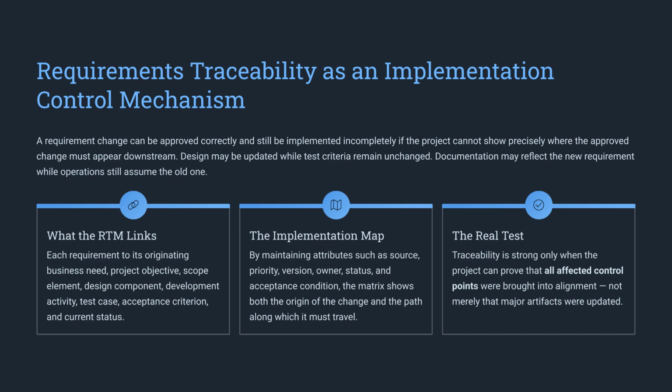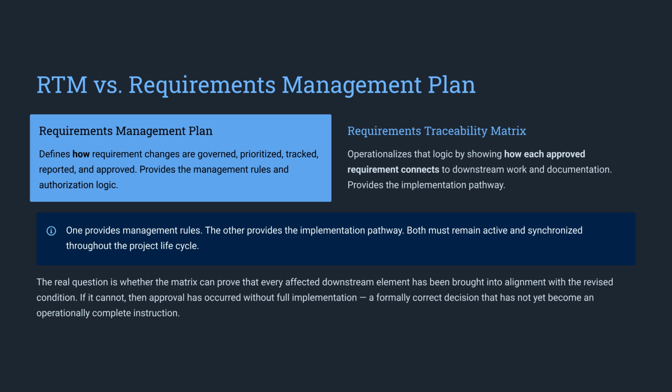It links requirements to design, test cases, and status, proving that the change has been properly accounted for across all affected control points. While the plan defines the governance rules, the traceability matrix provides the operational pathway. Both must remain synchronized throughout the project's lifecycle to avoid gaps between decision-making and real-world execution.